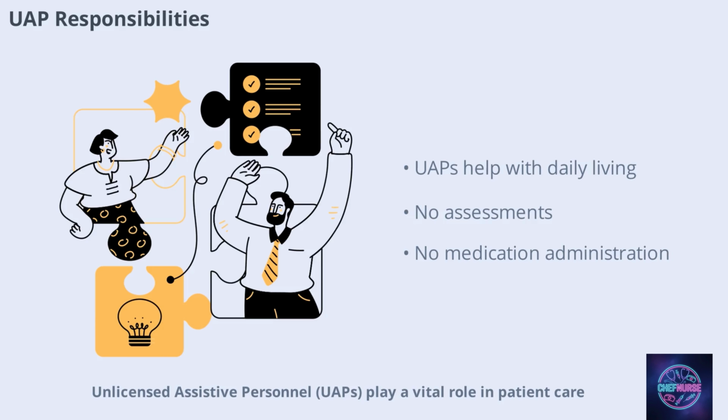Unlicensed assistive personnel, UAPs, play a vital role in patient care. They can assist with activities of daily living such as bathing, feeding, and ambulation. However, they cannot perform assessments, administer medications, or provide patient education. On the NCLEX, delegate basic care tasks to UAPs, but reserve anything requiring clinical judgment for licensed staff. This distinction is crucial for safe delegation.